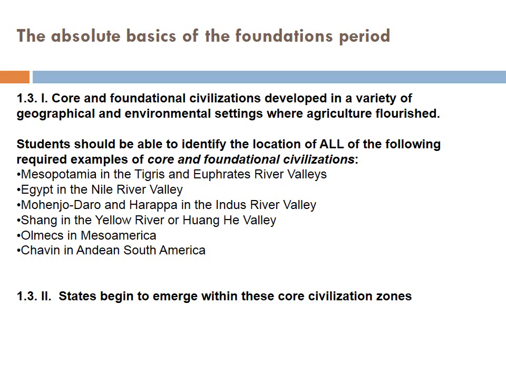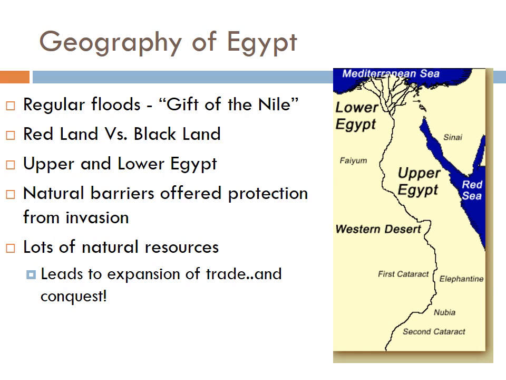You've got to know those zones, okay? You've got to look at them on a map. You have to know where they are. 1.3.2 looks at the states that start to emerge during the growth of those civilization zones, those core zones. And we're going to start with Egypt today.